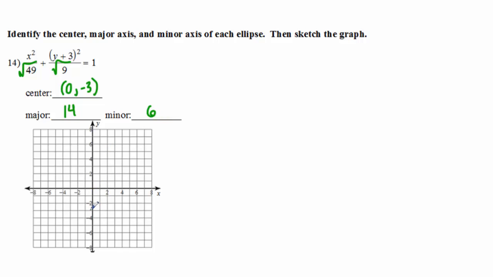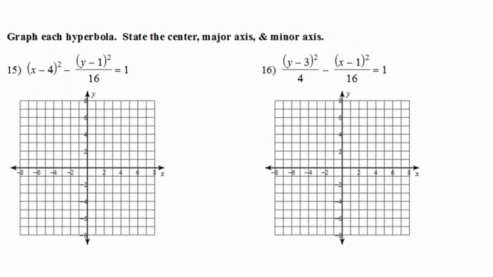So go to 0, -3, and we're going to go left and right 7, which is how we get our total of 14, up and down 3, which is how we're getting our total of 6. And here we go. That's an okay looking ellipse.